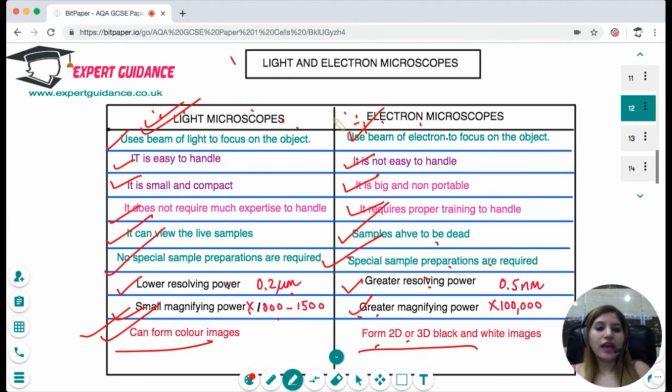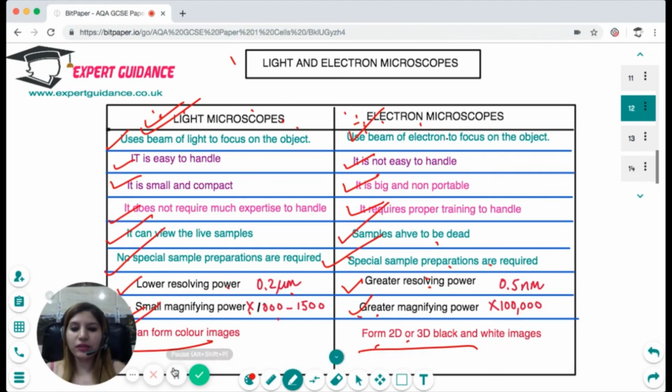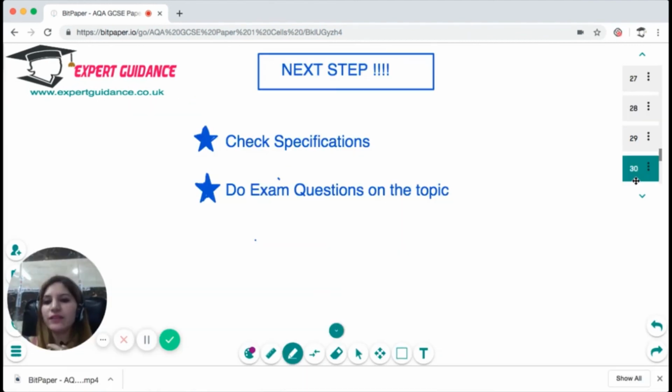Okay, so now you should be able to know the difference between a plant cell and an animal cell, the bacterial cell, the light microscope, and the electron microscope. Well clear with this topic. Now what you need to do next is check the specification, make sure the specification is clear to you, and then you need to do the exam question on this topic.